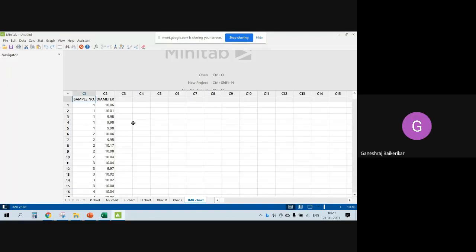And then what is the range? Range will be taken from each independent adjacent value, like 10.06 minus 10.01. So what will be the range here? 0.05, isn't it? Now we are going to get a chart like this.